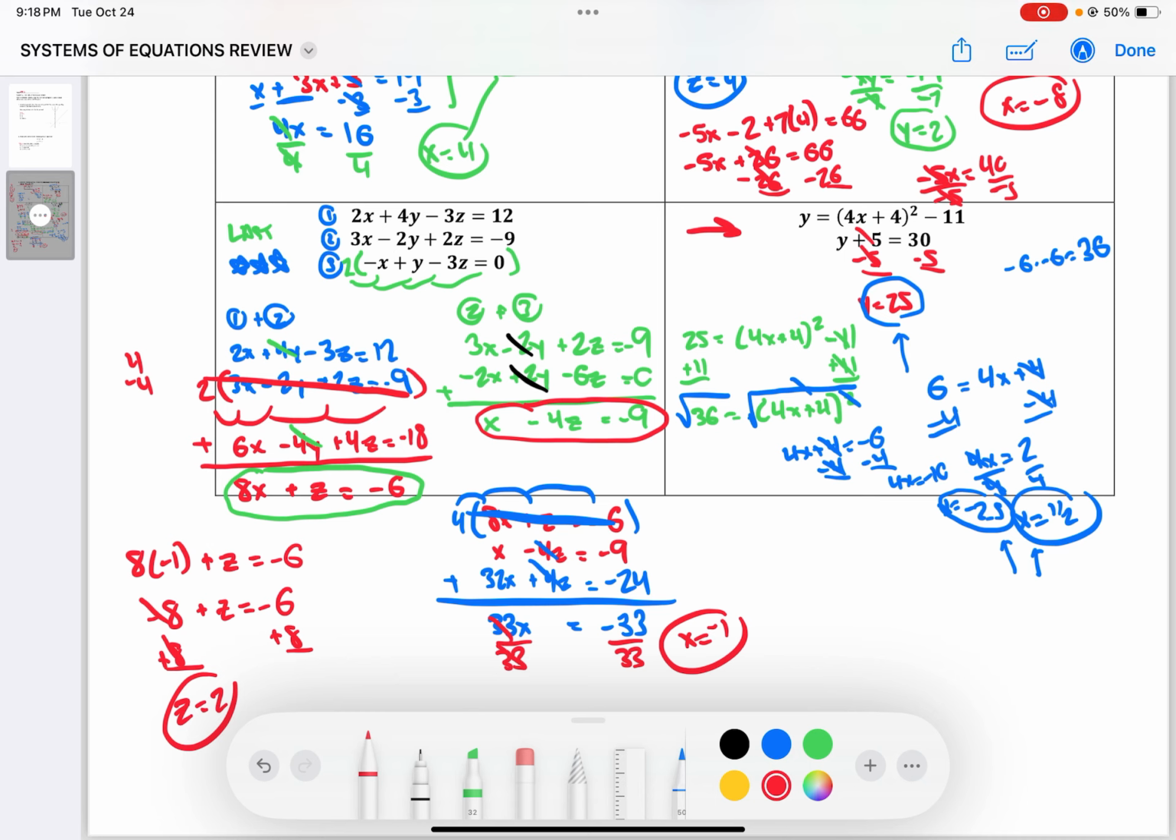Now I know 2 variables. I'll plug them in to find the last one. I'll do that in green, and then we can all have a good evening or morning or lunch or whatever the heck you're watching this.